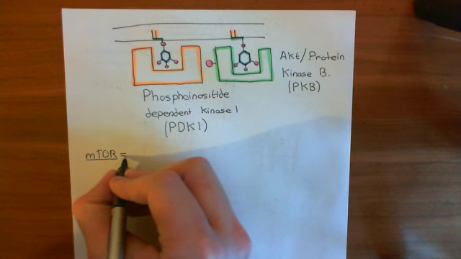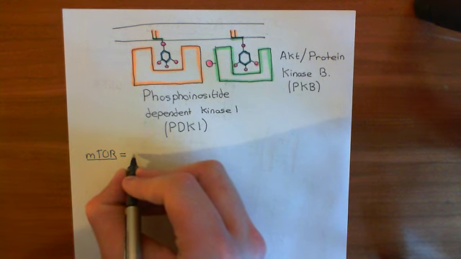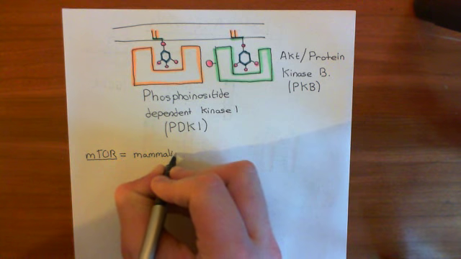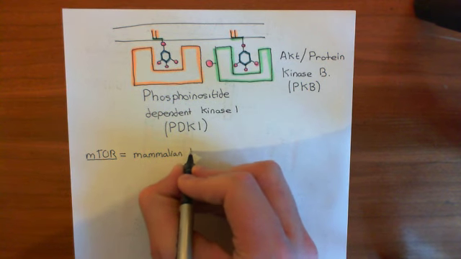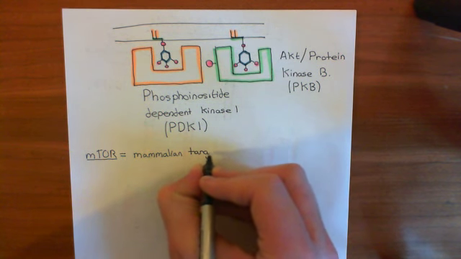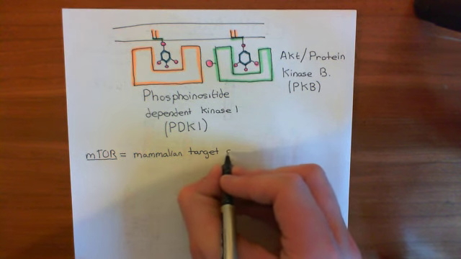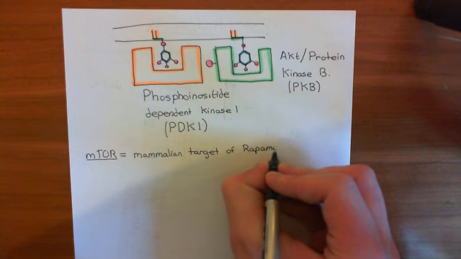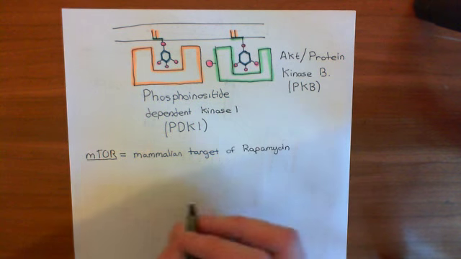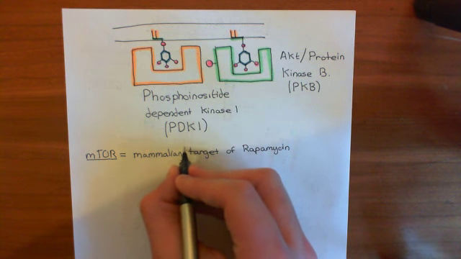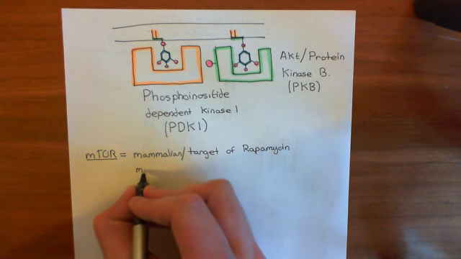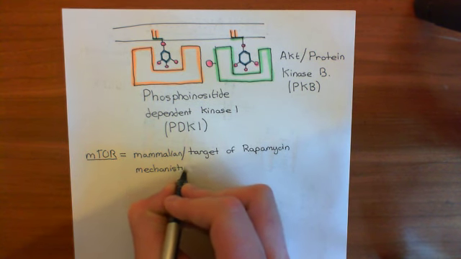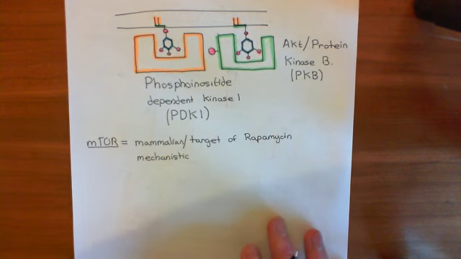So mTOR stands for, well, everyone still calls it the mammalian target of rapamycin, but officially now it shouldn't be called that. Officially now, mTOR instead stands for the mechanistic target of rapamycin. Okay, so I will give both of those names. So mammalian target of rapamycin, that's what everyone will call it still, but really it now stands for mechanistic target of rapamycin. So if you're being pedantic, mechanistic target of rapamycin is what mTOR actually stands for.